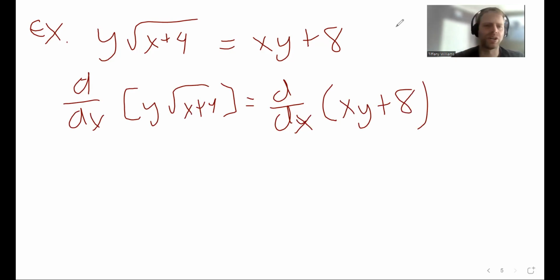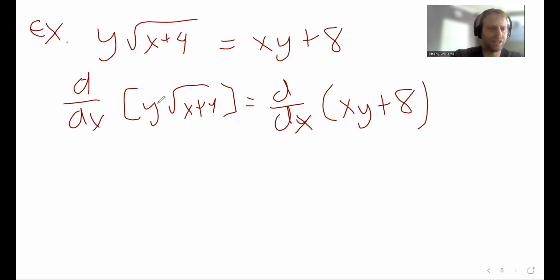What we have on the left side of this equation is two different functions of x being multiplied: y, and the square root of x plus 4. So it's going to be a product rule, and then we'll actually have some other chain rule going on as well. Here we go.